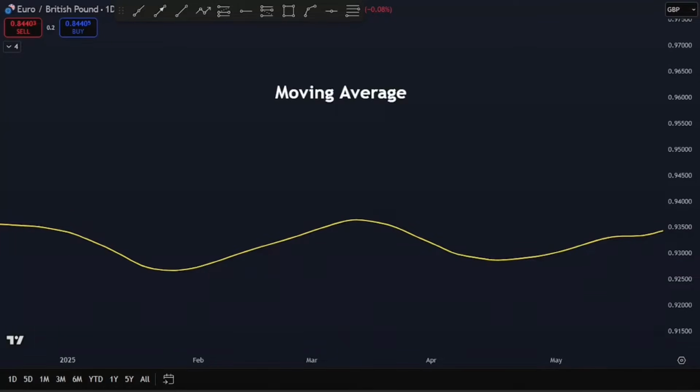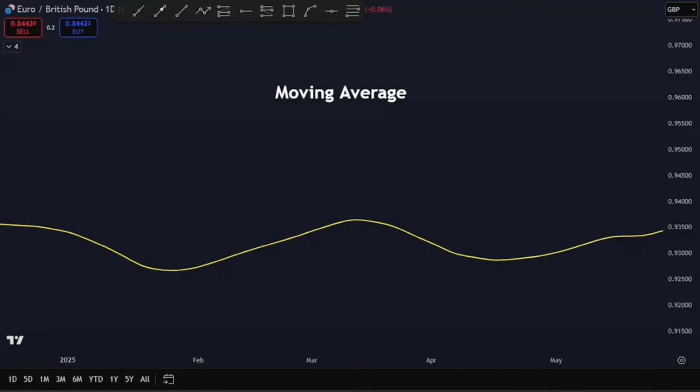Now, one of the main challenges traders face with the moving average indicator is that it's often used incorrectly, especially when it comes to binary options trading. You're probably wondering how it's even possible to use the moving average indicator incorrectly. The truth is you can.